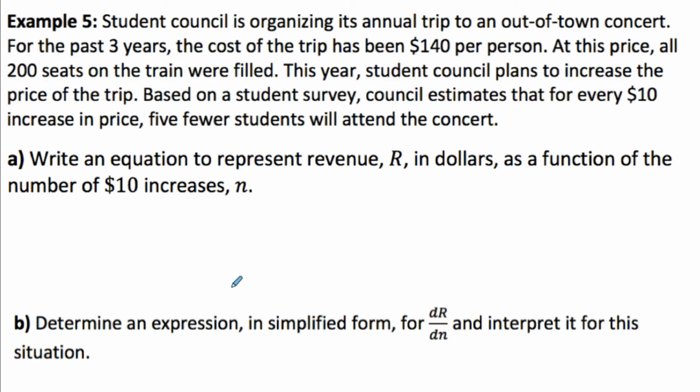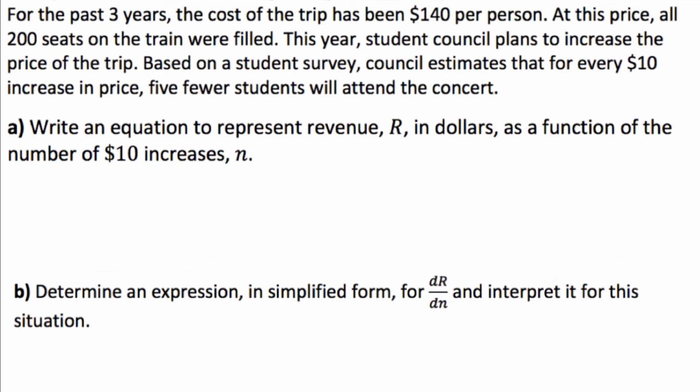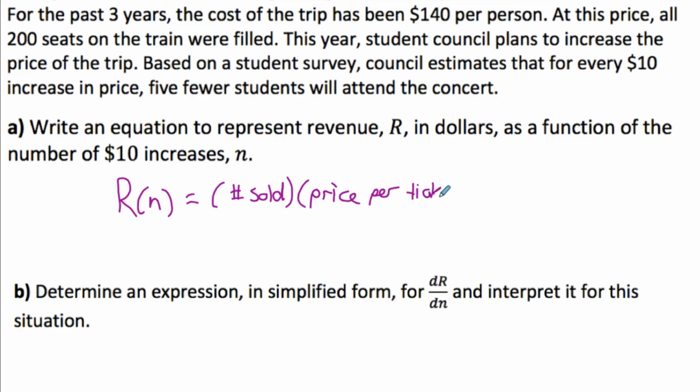Let's see what this question asks us to do. Write an equation to represent revenue in dollars as a function of the number of $10 increases. So it tells us n in our equation is going to stand for the number of $10 increases. Well, revenue, that's how much money you bring in. Revenue based on number of increases is equal to how many you sell, number sold, times, well, how much did each ticket cost? So number of tickets sold times price per ticket. Okay, let's come up with an expression for each of those.